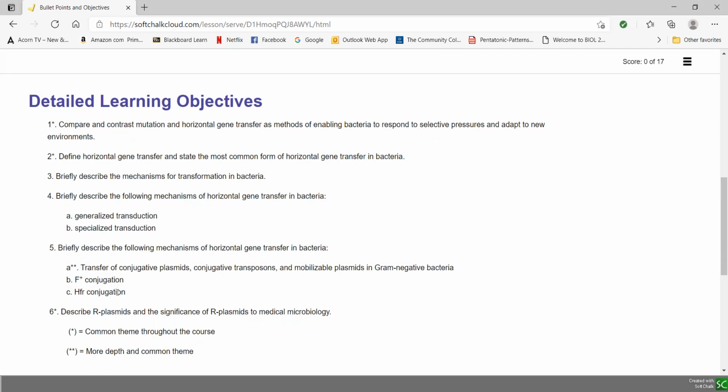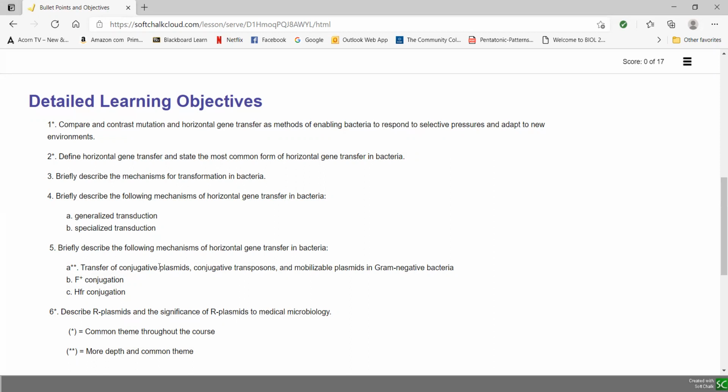But notice objective 5A has 2 asterisks. So in terms of horizontal gene transfer, you need to describe how there's a transfer of conjugative plasmids, conjugative transposons, and mobilizable plasmids in gram-negative bacteria. So that one we're going to have to know in a little more detail. Also notice objective 6 also deals with conjugation, in this case, our plasmids. And again, there's a single asterisk, so we need to know a little bit more detail about that, and we'll have to understand that through the rest of the semester.